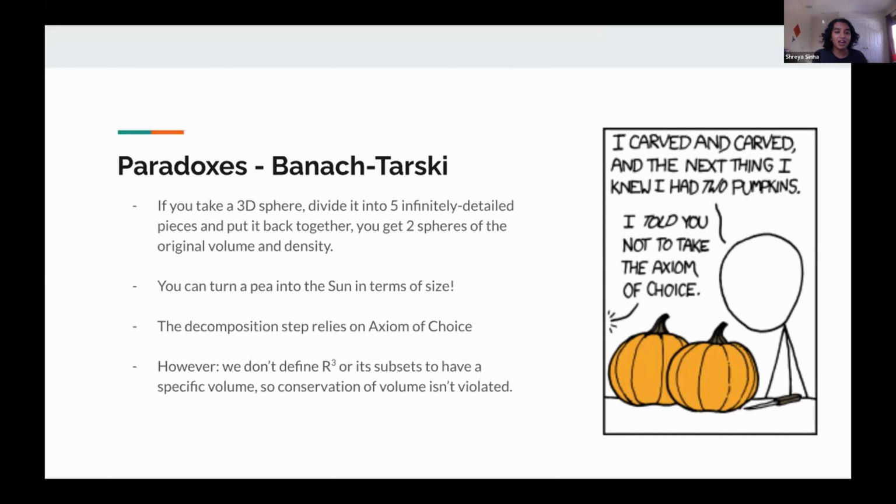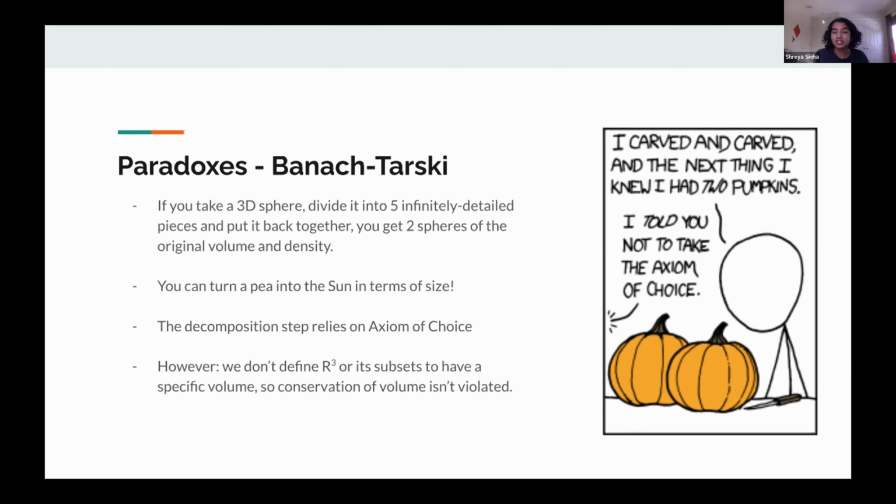If we want to have a system in mathematics that truly represents our reality, then we shouldn't use the axiom of choice. To that, I would say, we don't define this sphere to have a specific volume. We don't define each of those infinitely detailed pieces to have a specific volume, so conservation of volume isn't violated. It's also interesting to think that, okay, well, some other mathematicians have taken further steps to conserve volume in this.